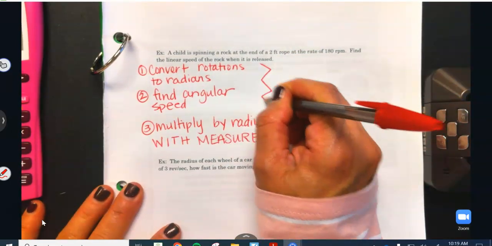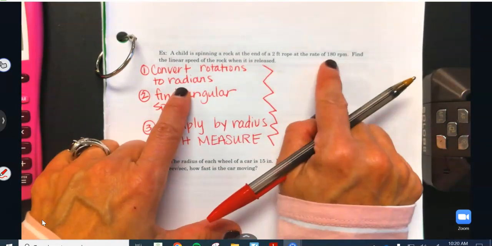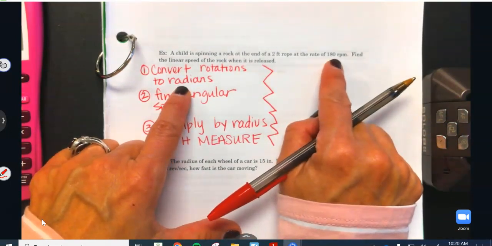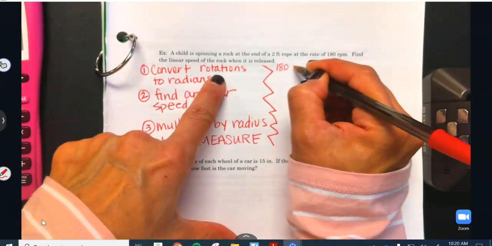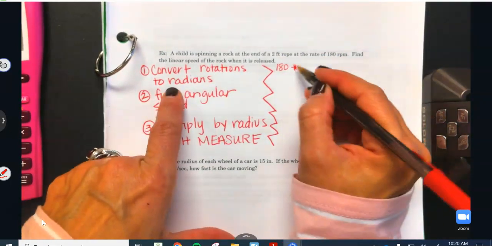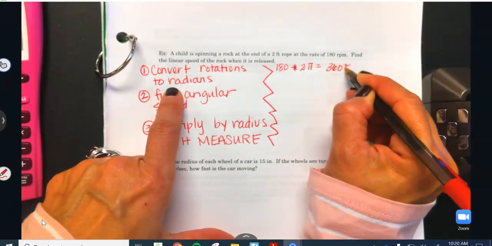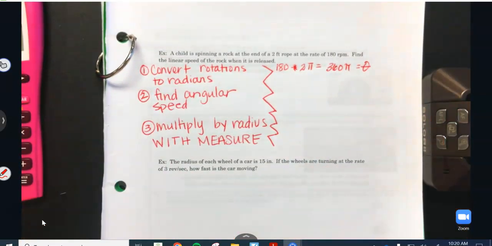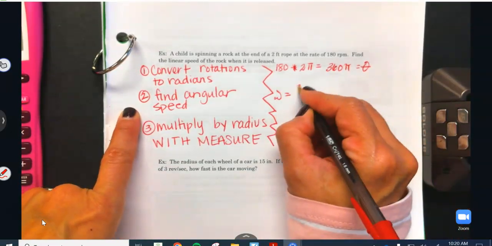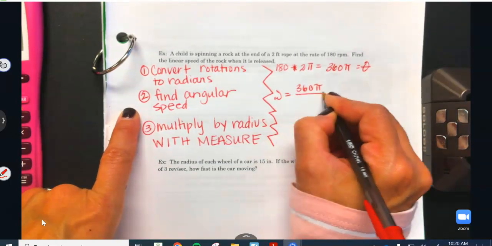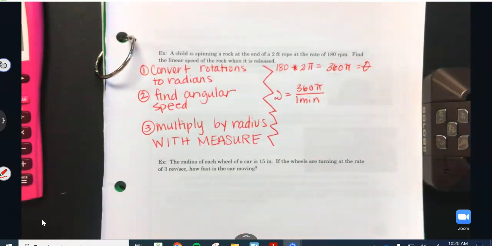Okay, what is she talking about? Let me show you. Convert rotations to radians. So it's traveling at a rate of 180 revolutions per minute. A revolution is the same thing as a rotation. So 180 times 2 pi is 360 pi. So that's your theta. Find angular speed. It's going to be your theta, which is 360 pi divided by the time elapsed. It's just 1 minute. Done.